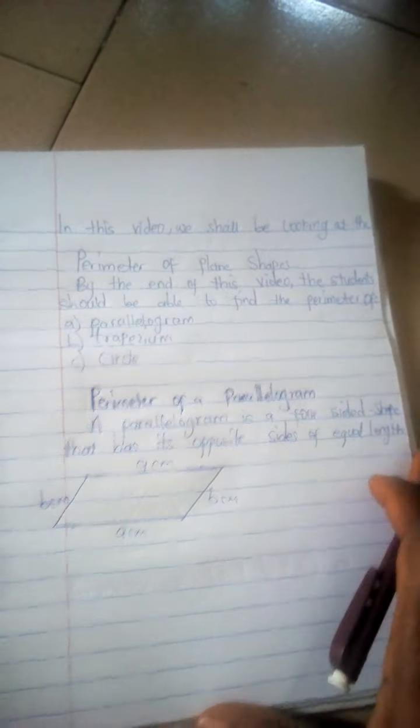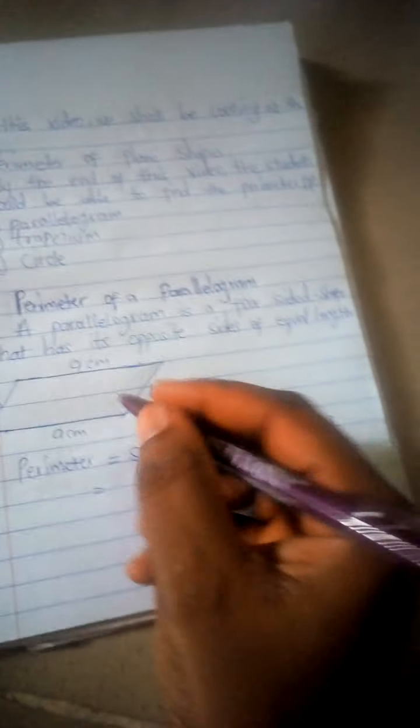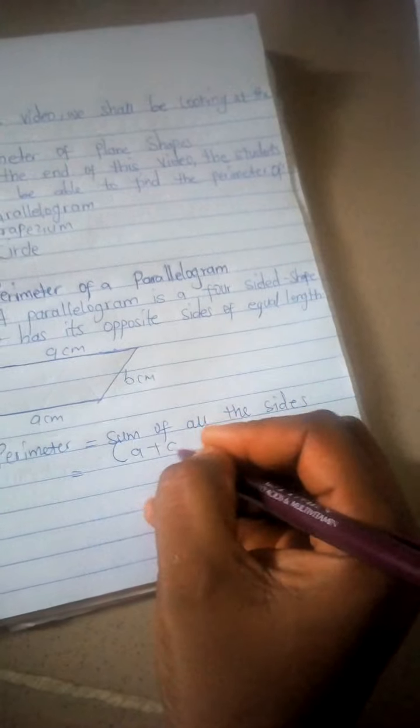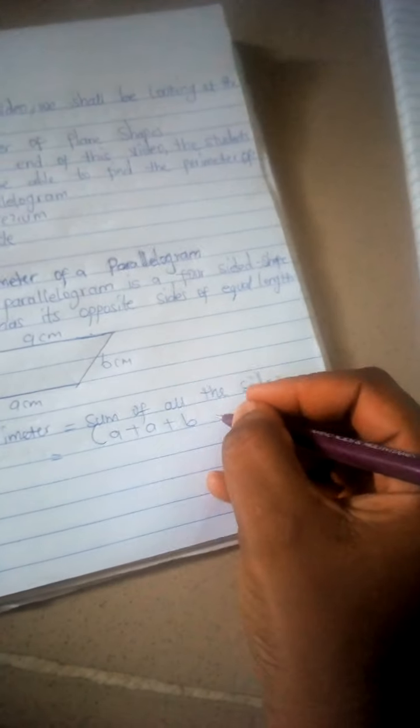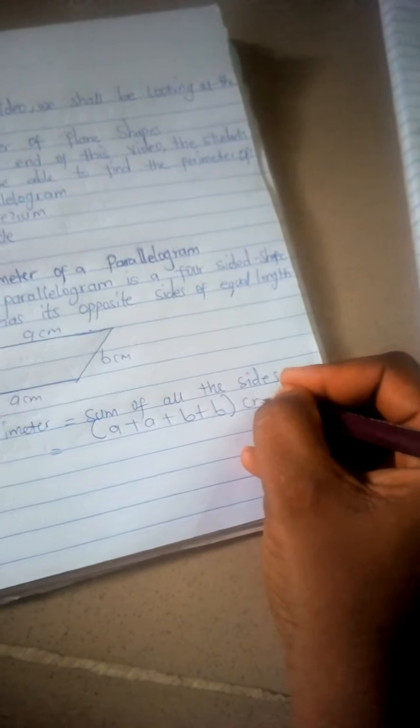Now, what is the perimeter? Remember that the perimeter of any shape is the sum of all the sides. Perimeter is equal to the sum of all the sides. Now, what is the sum of all the sides? Bracket opens, a plus a plus b plus b, bracket closes, all in centimeter.